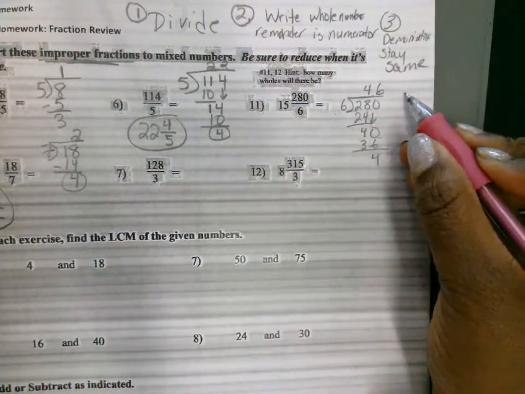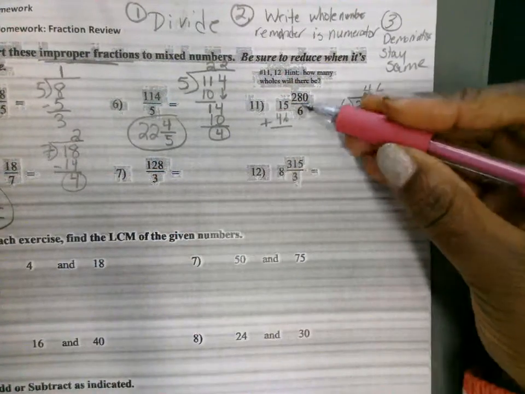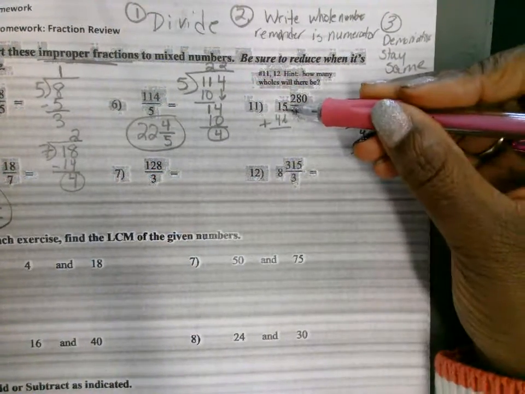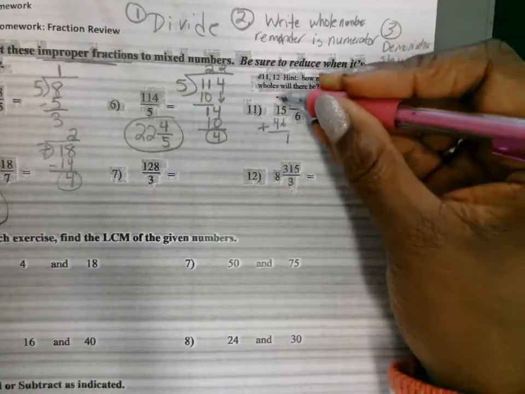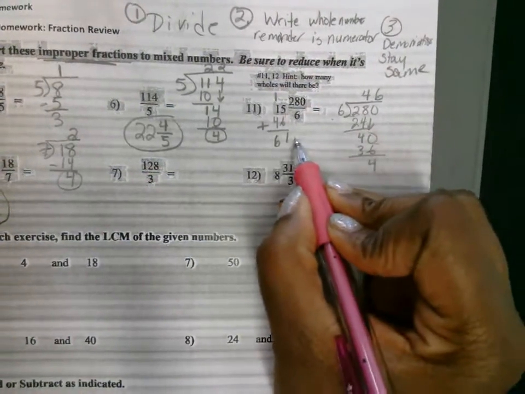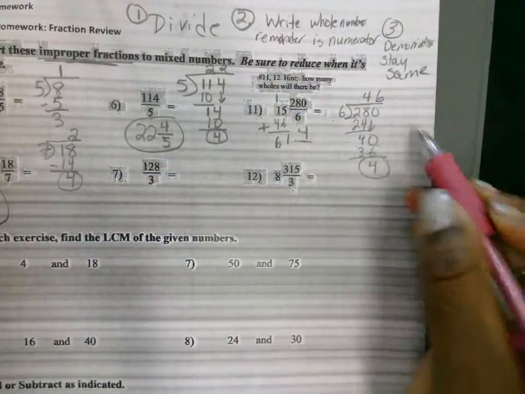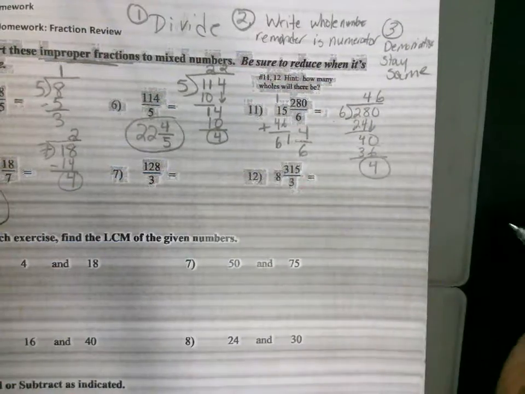So we're going to add 46 to 15 because that was the whole number that was already there. So this is 11. This is 6. So the whole number is 61. The remainder is 4. So 4 is your numerator. Your denominator was 6. It stays the same.